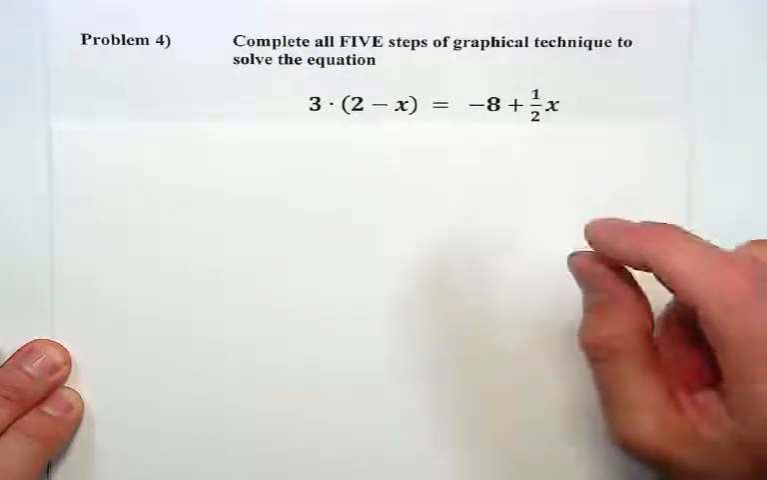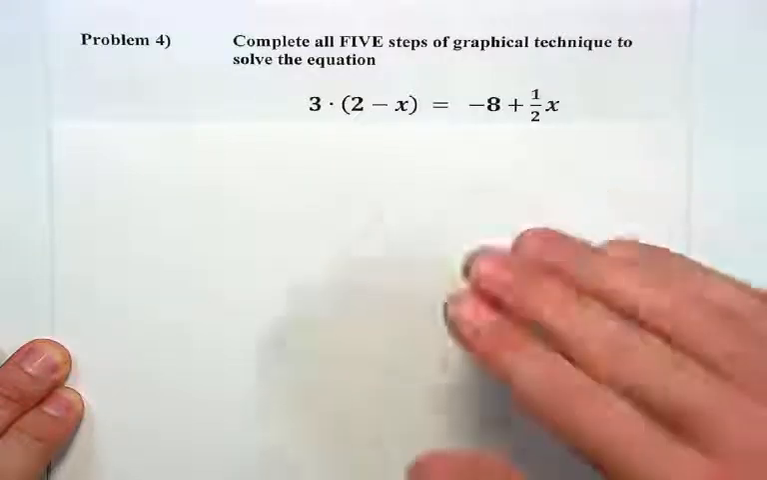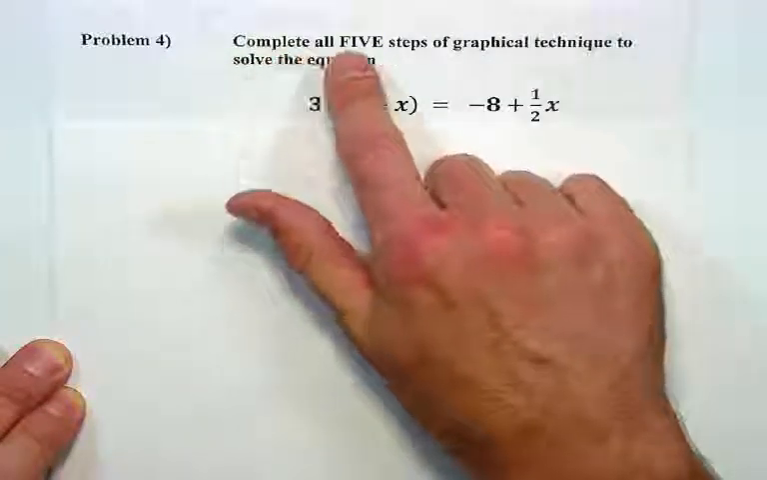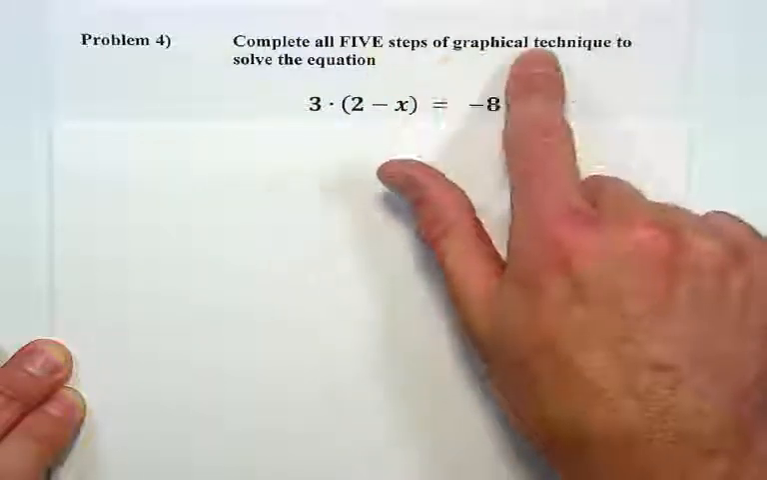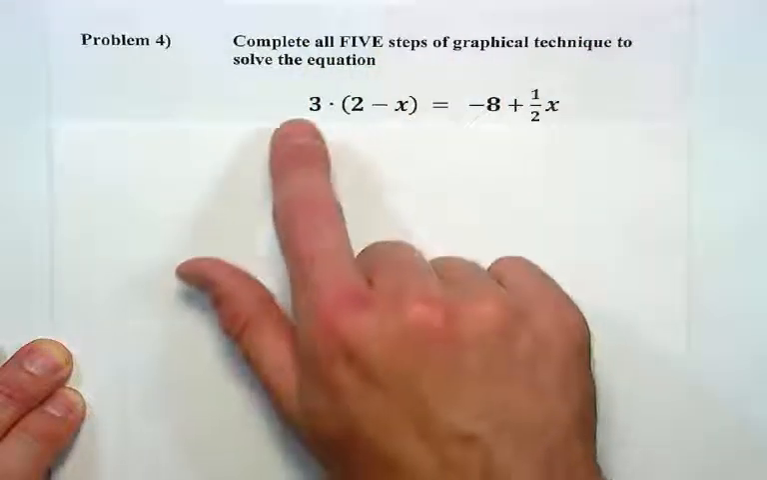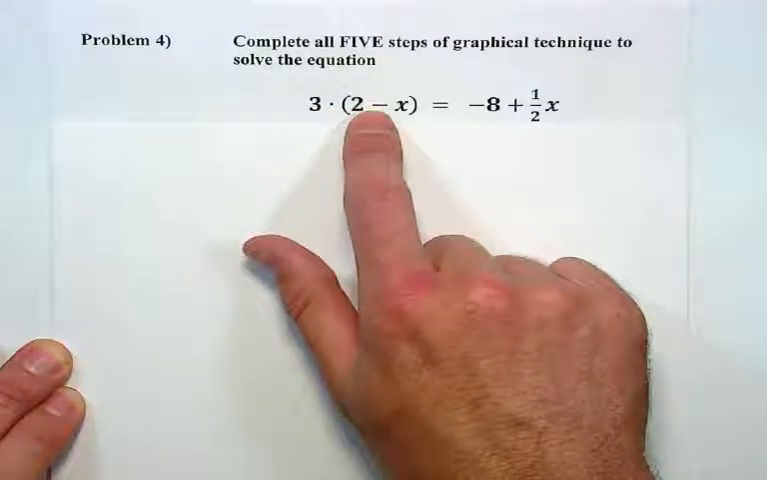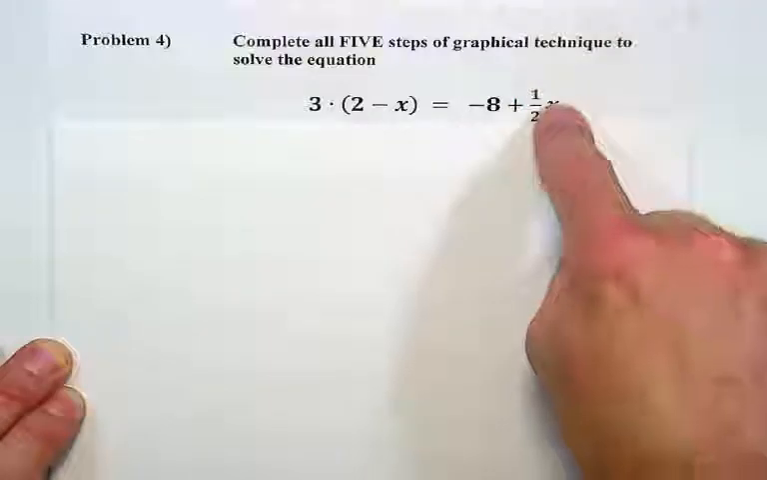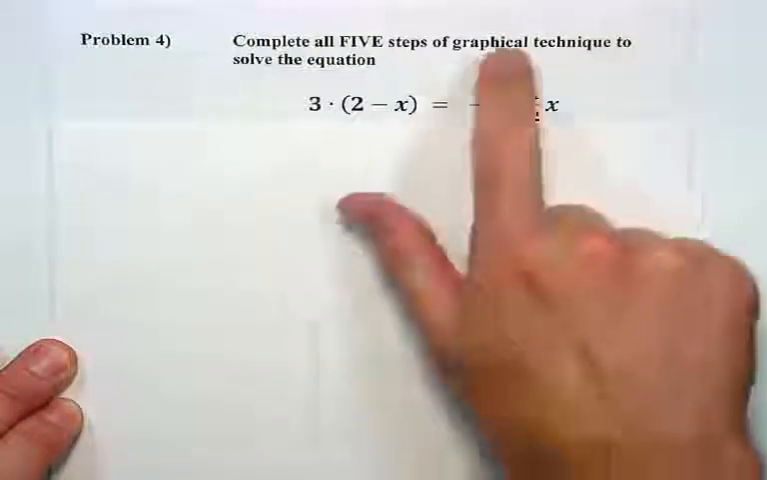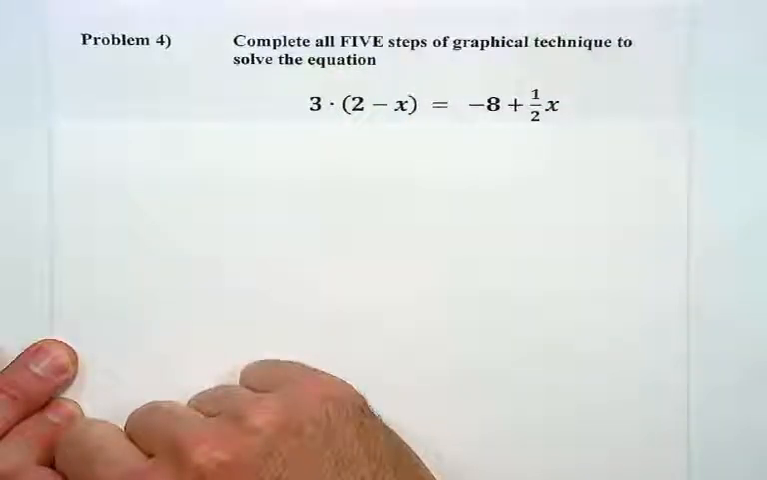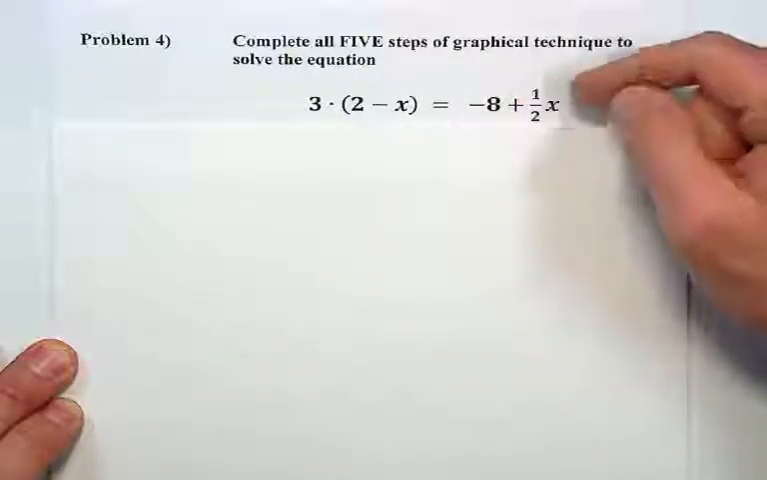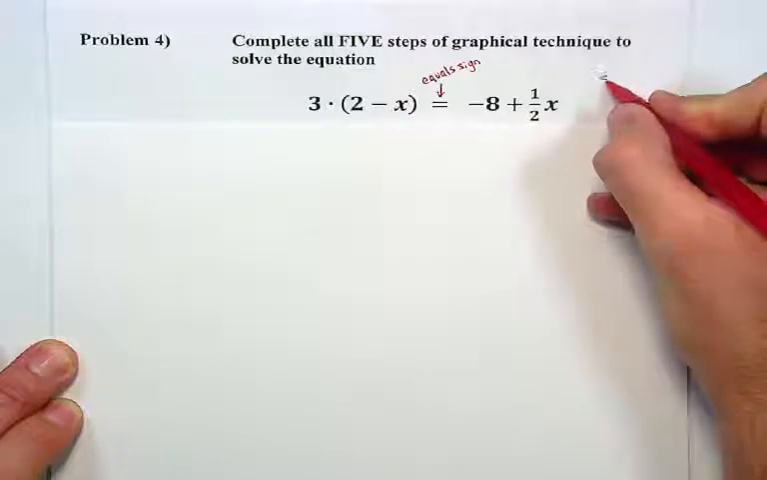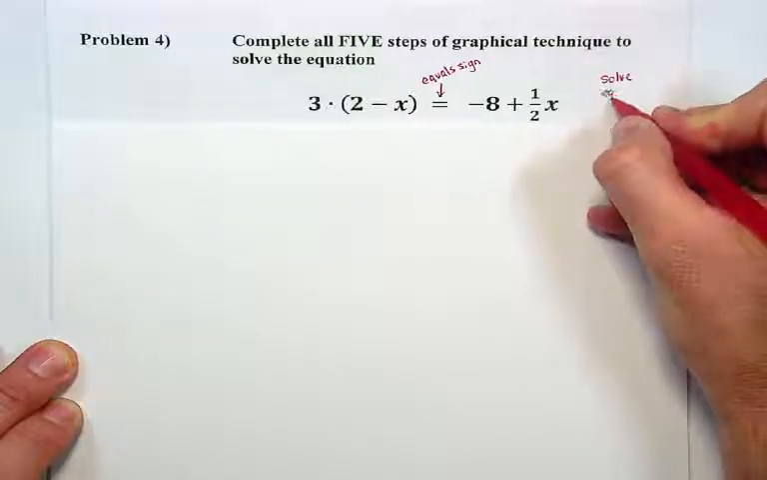We'll read the entire thing out loud to ourselves real slow so we know what we're supposed to do. Problem 4. Complete all 5 steps of graphical technique to solve the equation 3 times (2 minus x) equals negative 8 plus 1/2 x. Sounds like we're going to do a graphical technique and this is claiming that it's an equation. Let's ask ourselves that first question. Is there an equal sign in this statement? Boom. Yes, there is. In this case, we're going to solve the equation.